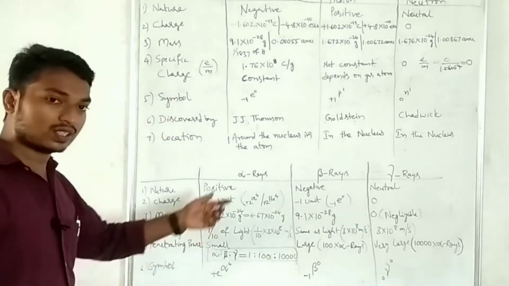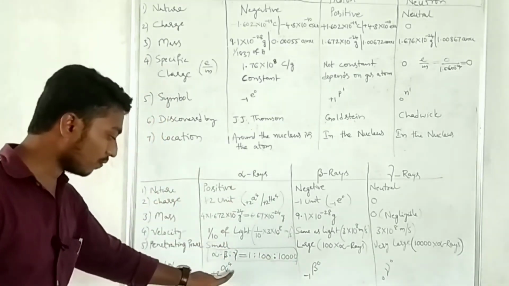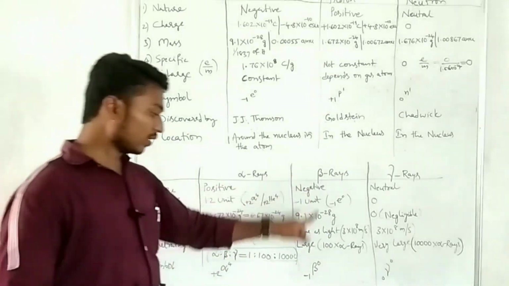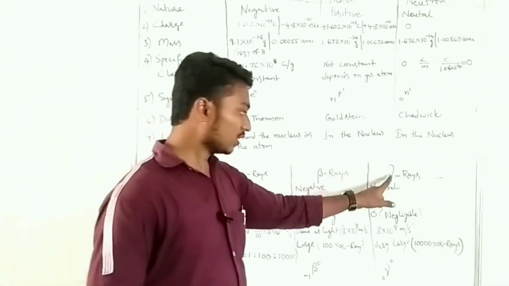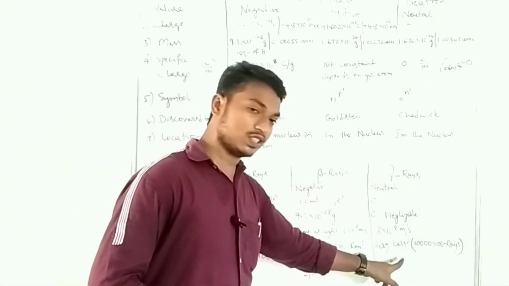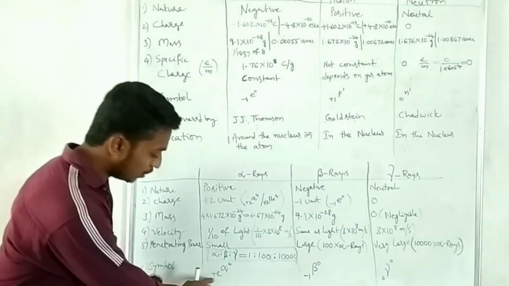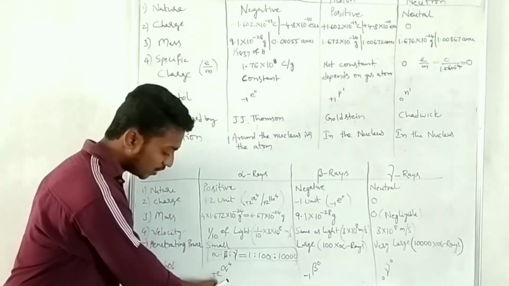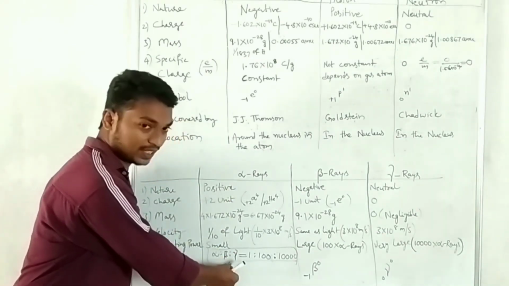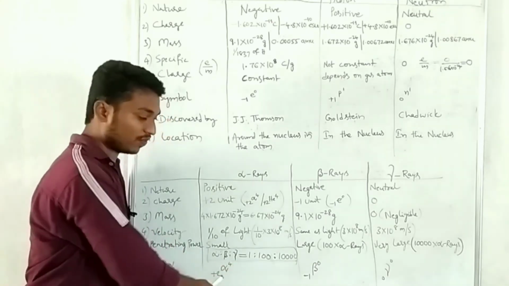Now the symbol for alpha rays is plus 2, alpha, 4. The symbol for beta rays is minus 1, beta, 0. The symbol for gamma rays is 0, gamma, 0. If you observe plus 2 alpha 4 for alpha rays, plus 2 indicates 2 units of positive charge, and 4 indicates the 4 units of mass in alpha rays.